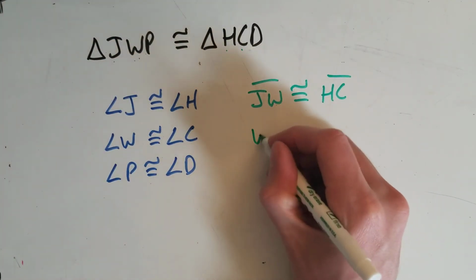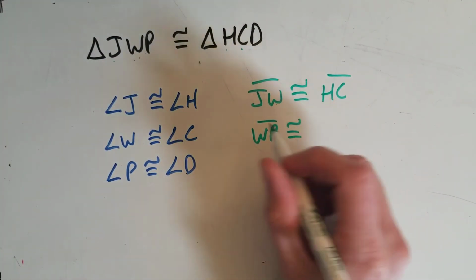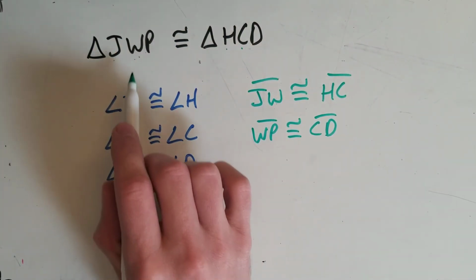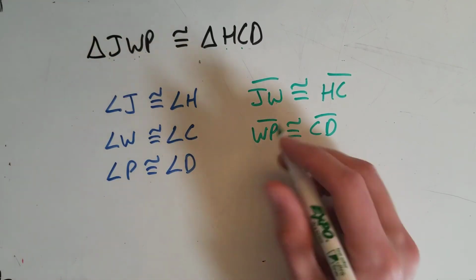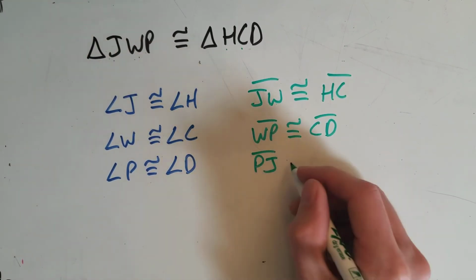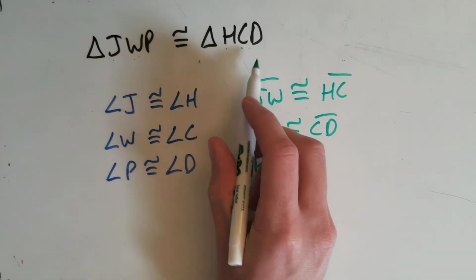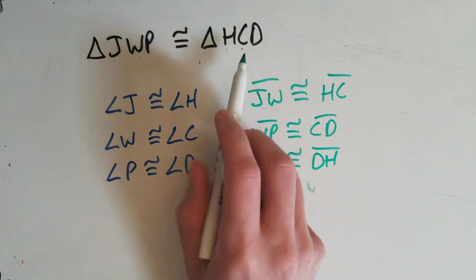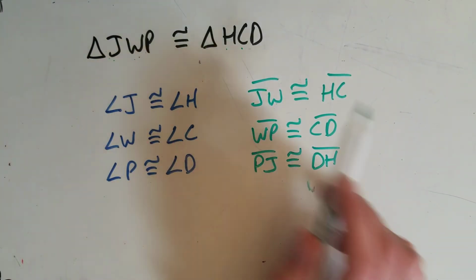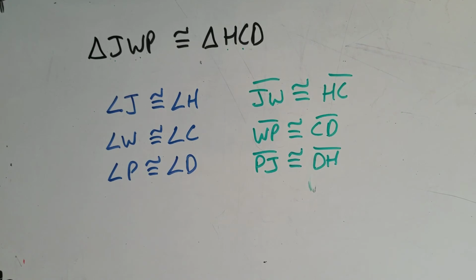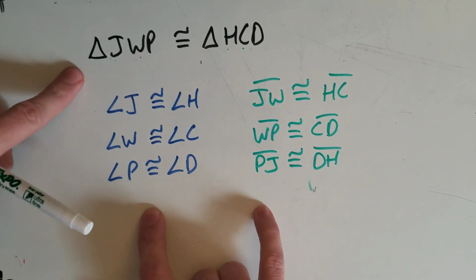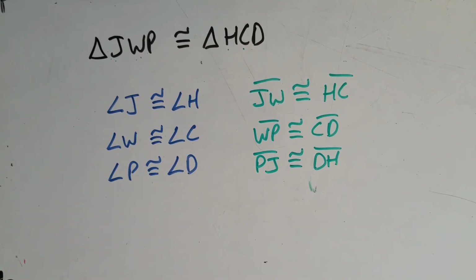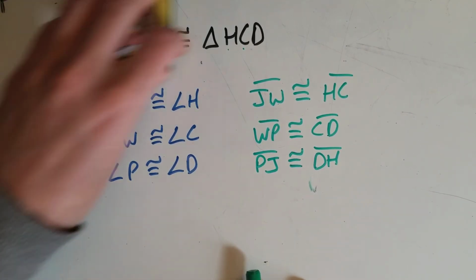We could do WP next. So WP is going to be congruent to CD, and that's because they correspond with one another. And then we want to do PJ. So our side PJ is going to go with DH. And that's because they correspond with each other. They're written in the same order, so they will be congruent. So whenever we were to find these two triangles, if we had a picture of them, this is everything that would go together. And we have one more with a quadrilateral, same type of problem like this.